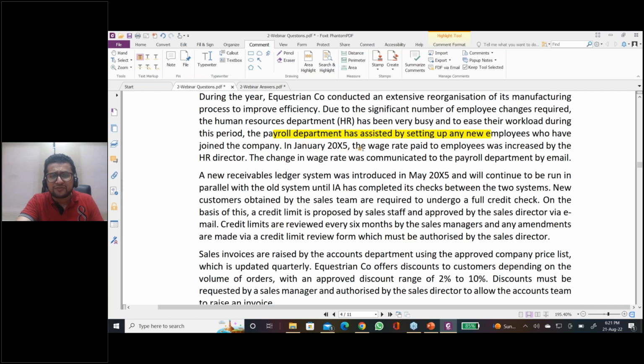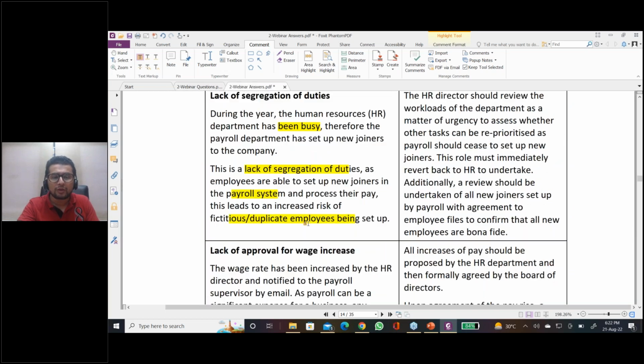In January 20x5, the wage rate paid to employees was increased by the HR director. The change in the wage rate was communicated to the payroll department by email. So the wage rate was increased by the HR director. Wage rate is dependent on one individual, that is the HR director only. That should not have been the case. Rather, the wage rates should have been approved and decided or increased by the overall board. This should have been the overall board's job.